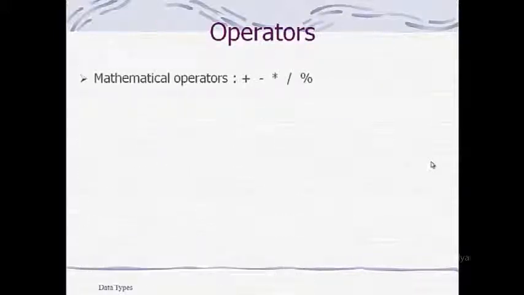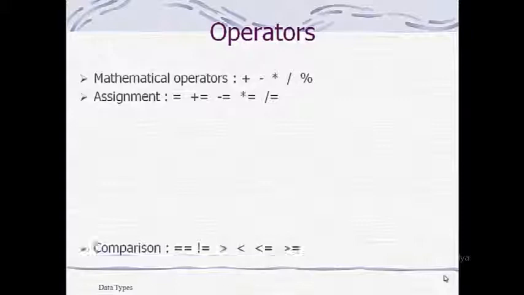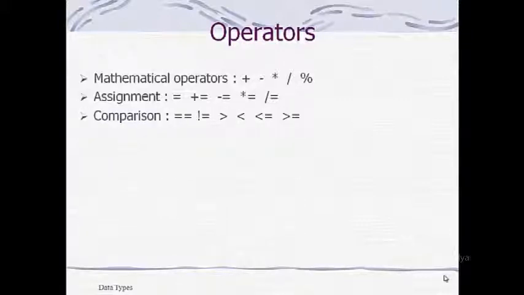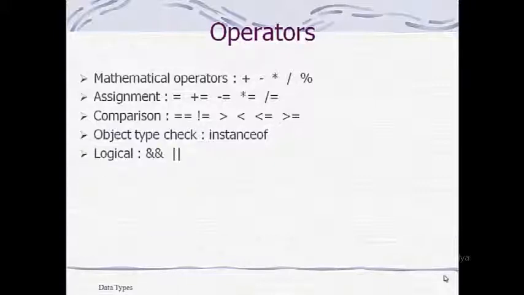Operators in Java. Mathematical operators like plus, minus, multiplication, division, and the percent sign for remainder. Assignment: equal to, plus equal to, minus equal to, multiplication equal to, division equal to. Comparison: equal, not equal, greater than, less than, less than or equal to, greater than or equal to. To check the type of an object, there is an operator called instanceof. Logical operators: and, or.